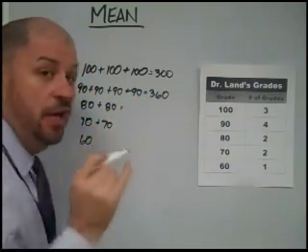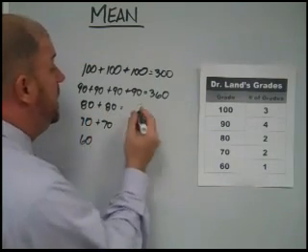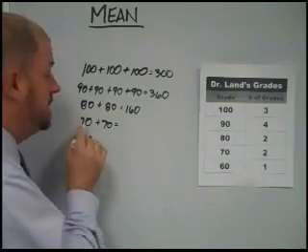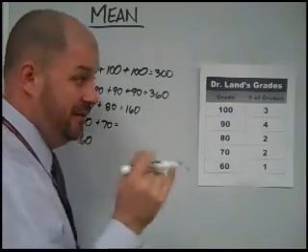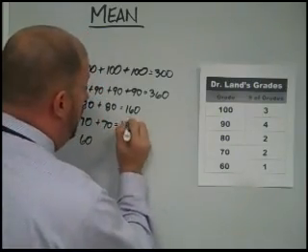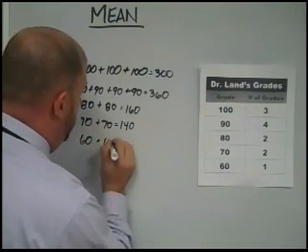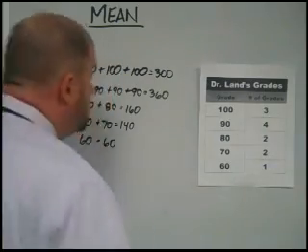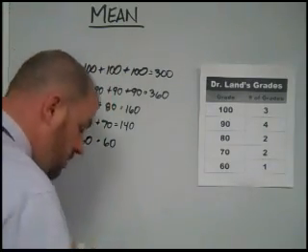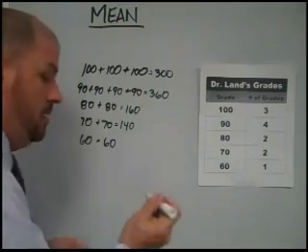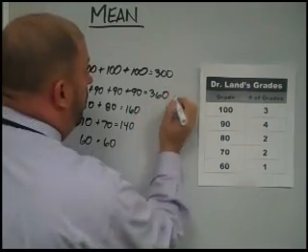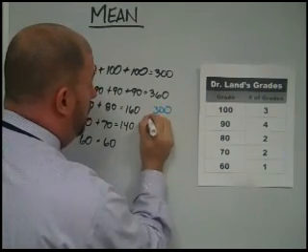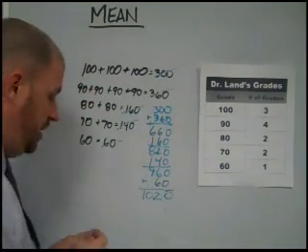I know 8 times 2 is 16. So I add a 0. There's 160. Then I've got 70 plus 70, 7 times 2 is 14. Add a 0, 140. And then we know the last one is just going to be 60. So let's use a different marker. Okay, so now we've got to add up these numbers here. So 300 plus, so I've got 1,020.